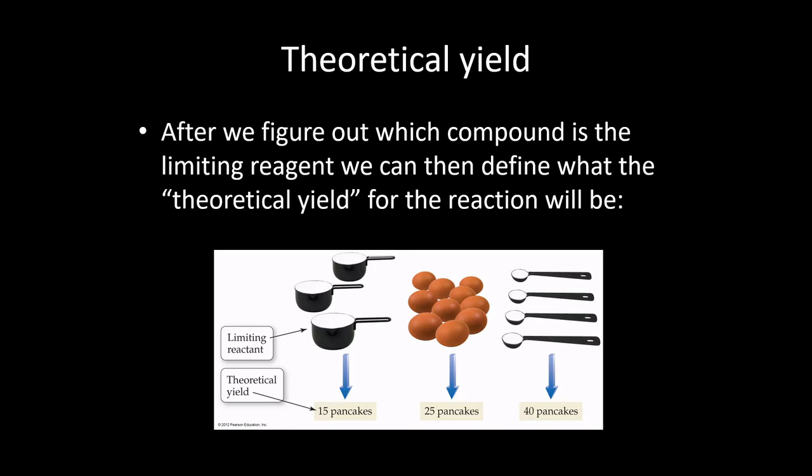So in the case of our example here, the theoretical yield is 15 pancakes. When our limiting reactant is used up and it produces as much product as it can, that amount of product is our theoretical yield. It is the maximum amount of product that we can make given the materials that we started with. That is our theoretical yield.